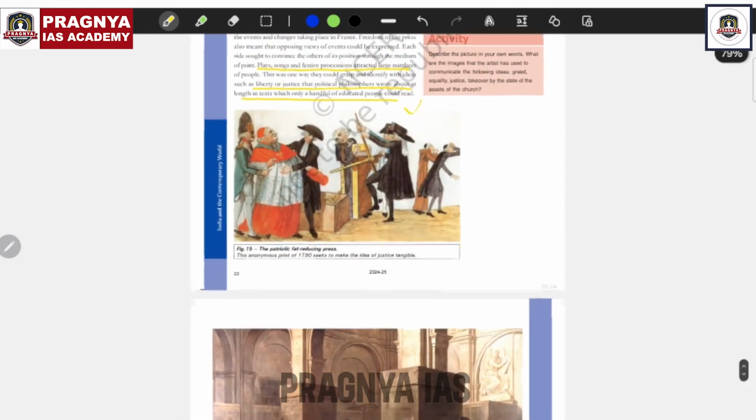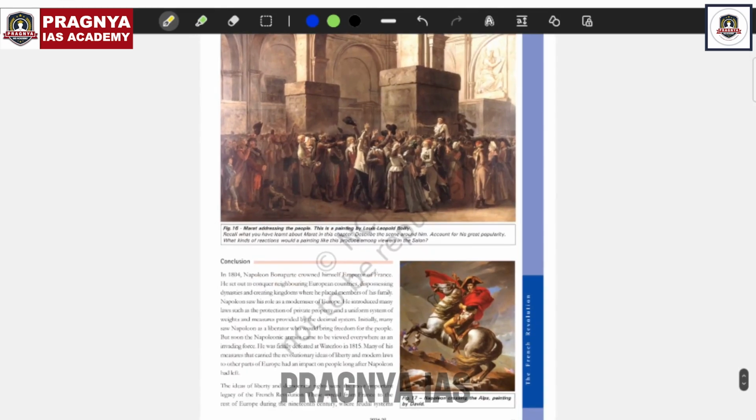And the conclusion. In 1804, Napoleon Bonaparte crowned himself Emperor of France. He set out to conquer neighboring European countries, dispossessing dynasties and creating kingdoms where he placed members of his family. Napoleon saw his role as a modernizer of Europe. He introduced many laws such as the protection of private property, and a uniform system of weights and measures provided by the decimal system.